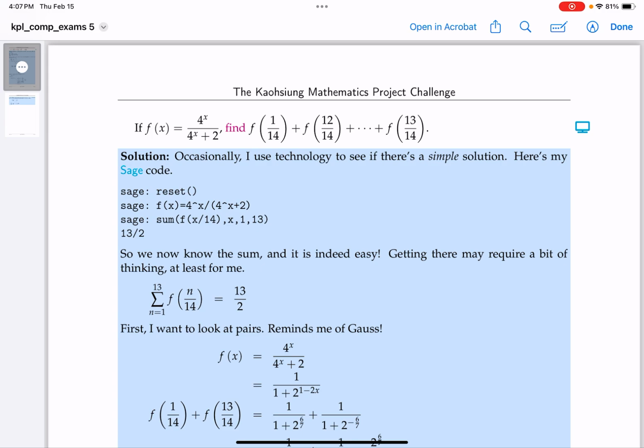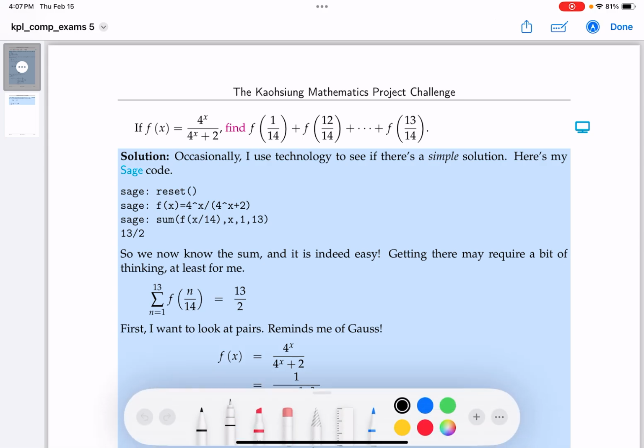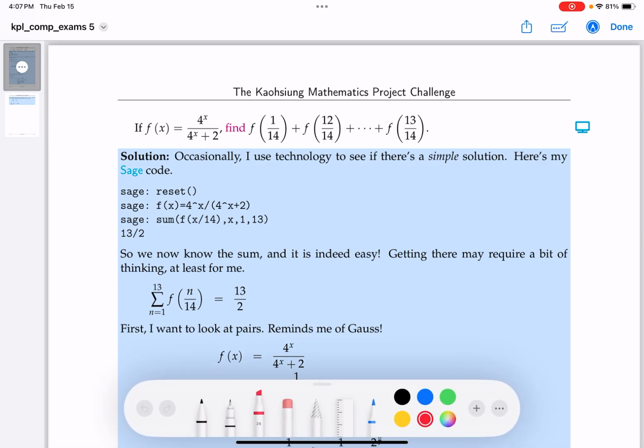Oh, by the way, I made a mistake over here. I'm going to correct it. You're not going to see these mistakes, by the way. And I'll tell you what the mistake is over here. It should be 2/14, sorry. That's 2/14. And then 3/14, and so on, up to 13/14.